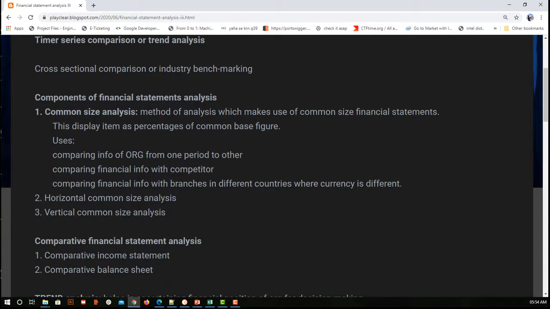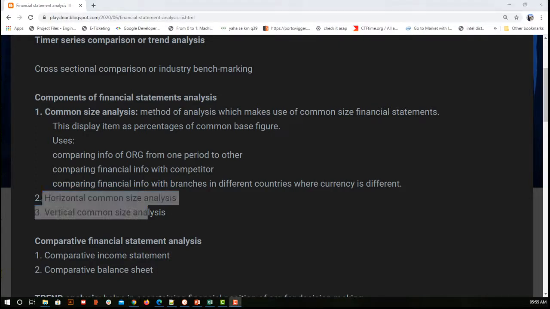Now coming to the components of financial statement analysis: common size analysis, horizontal and vertical, we have three. But when we try to understand, common size analysis is a kind of horizontal analysis. So let's try to understand the second and third point, then we'll see what common size analysis is.